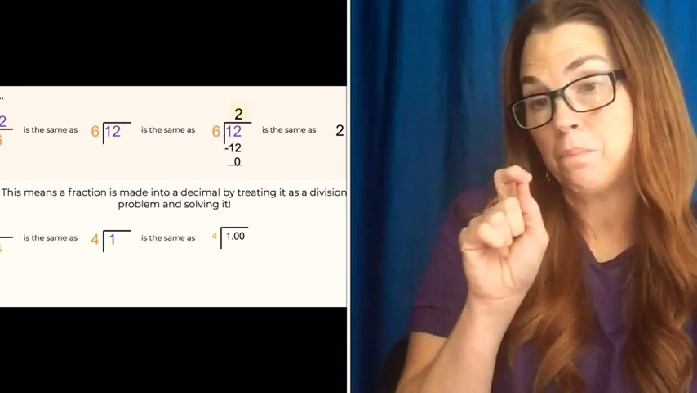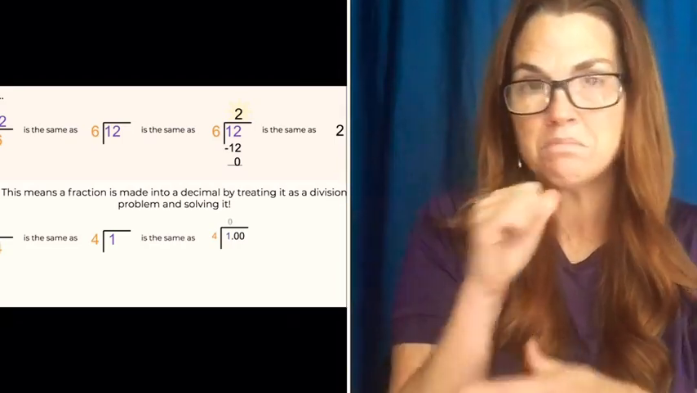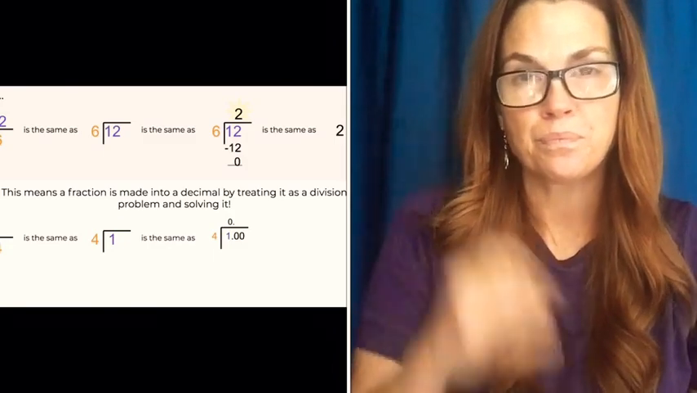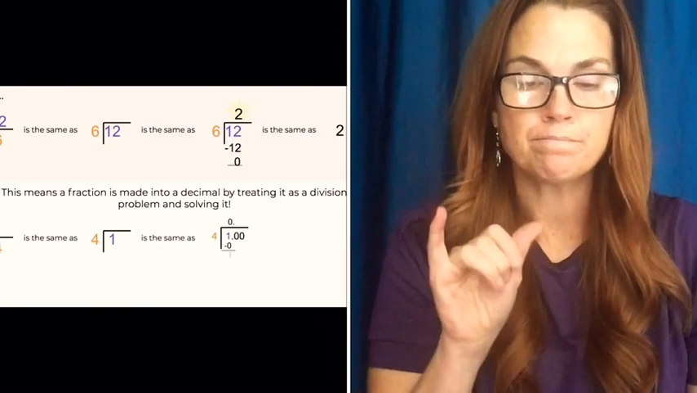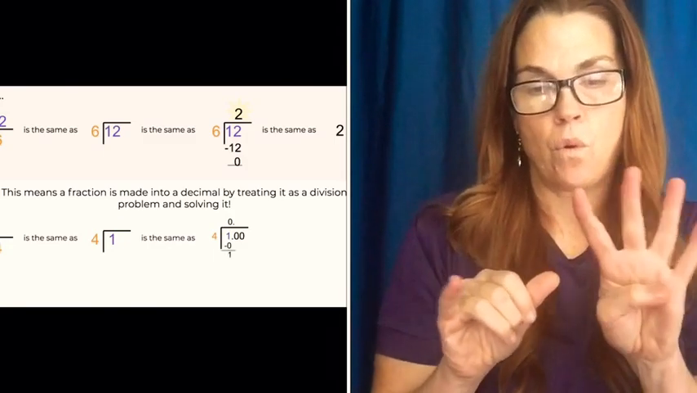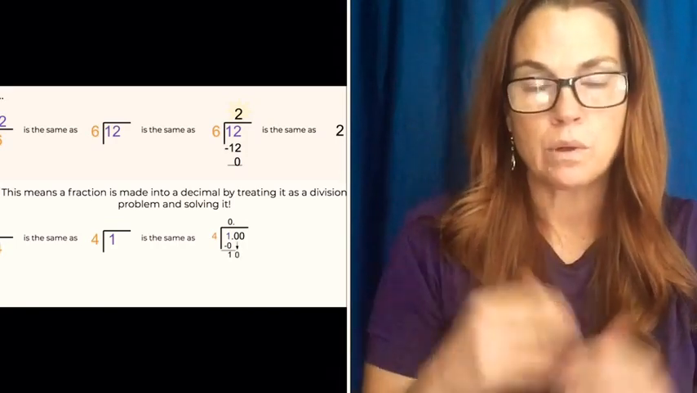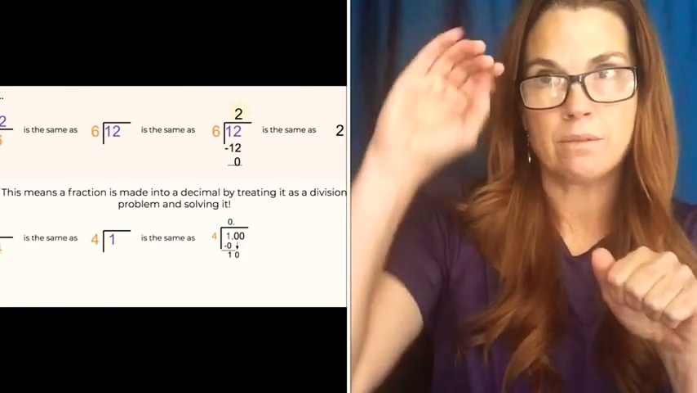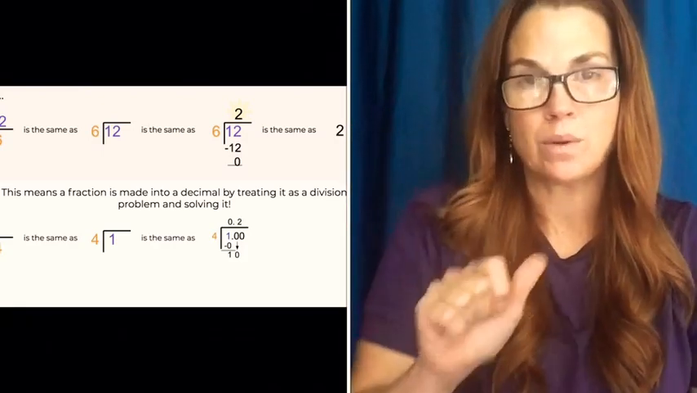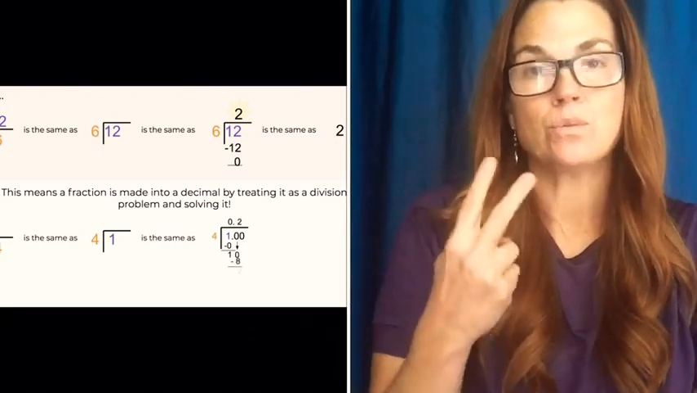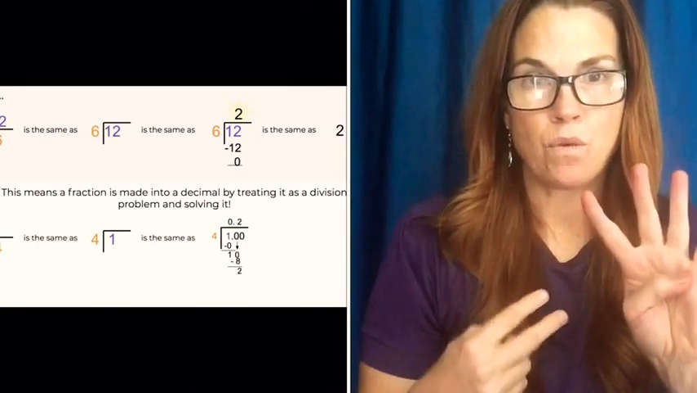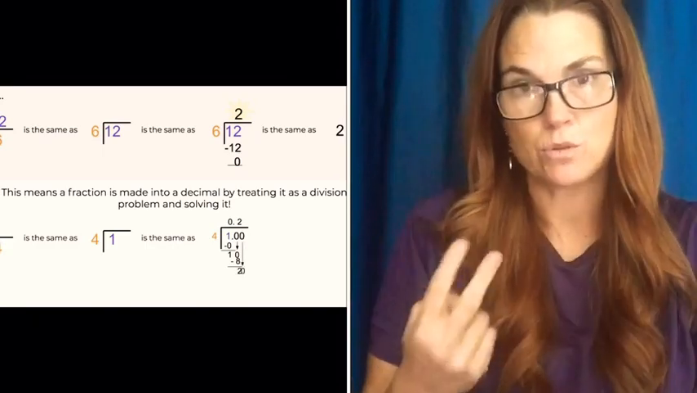And then if I solve that division problem, 4 will not go into 1. 0 times 4 would be 0, and when I subtract, I get 1 as a remainder. But since I added zeros, I can bring down a 0 and keep going. 4 will go into 10 twice. 2 times 4 would be 8. After subtracting, there's still a remainder of 2. So I'm going to bring down another 0.